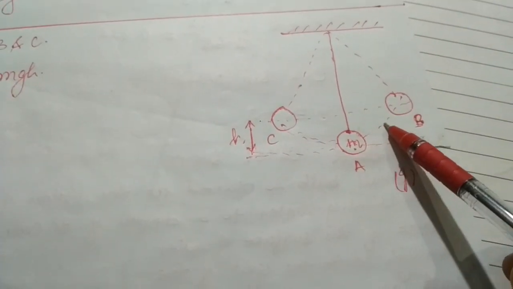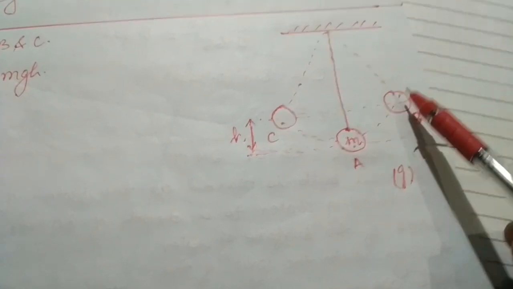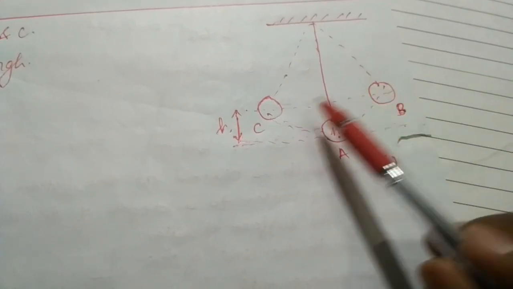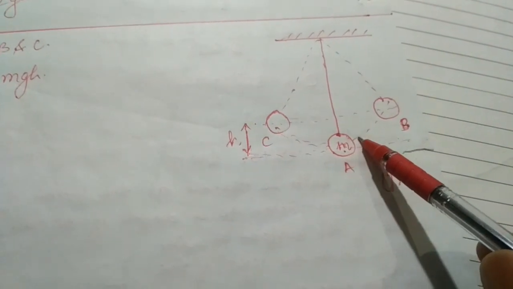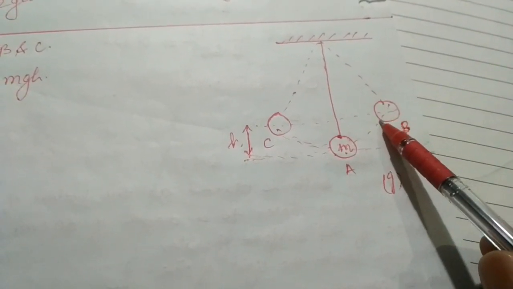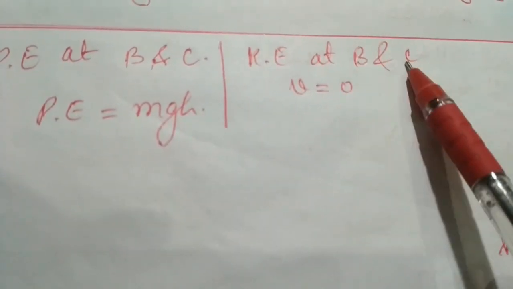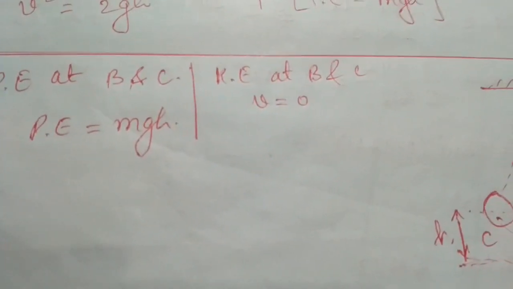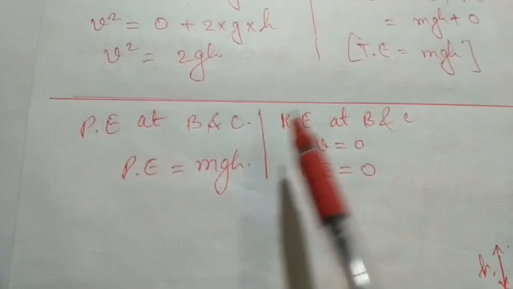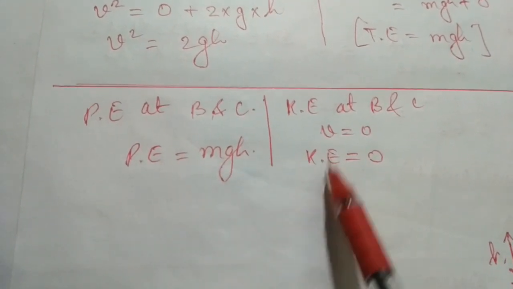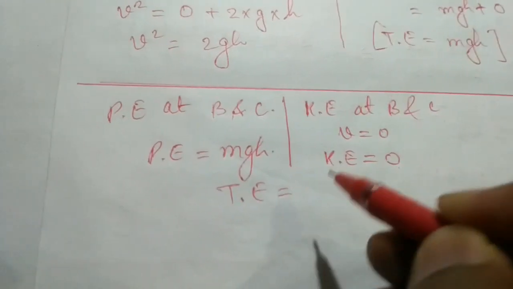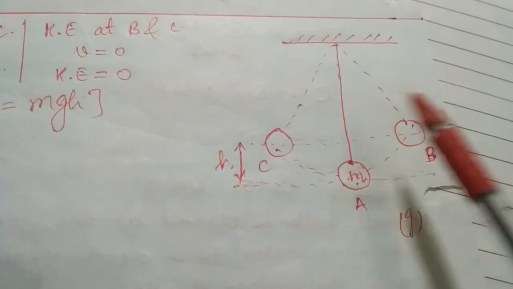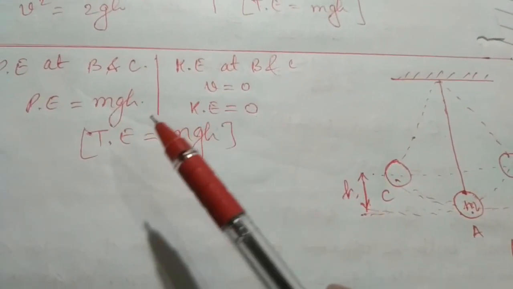Now see, when the bob goes toward this point, while going from A to B it decreases its velocity, and then comes to rest, and then returns toward point A. So at B and C, what will be the velocities? The bob is going up and up, and then 0, then it returns. So at B and C the velocities are 0, which means the kinetic energy at B and C is 0 because v is equal to 0. Potential energy is mgh, kinetic energy is 0. So what is the total energy here? Total energy is mgh plus 0, again mgh. So at both point B and point C, the total energy is mgh.